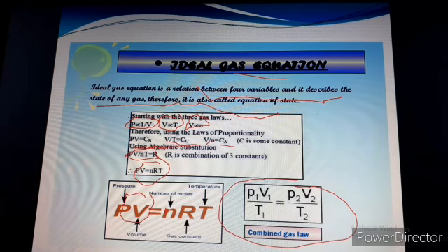So when there are 2 points, initial and final, P1 V1 upon T1 equal to P2 V2 upon T2, because R is constant and the number of moles of the gas is the same. So that's why this is equal to the combined gas law.